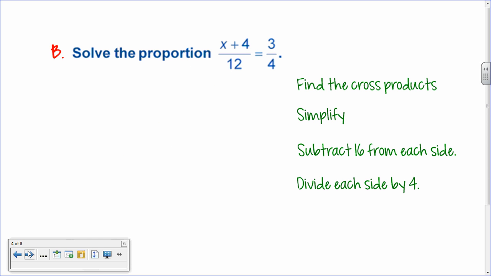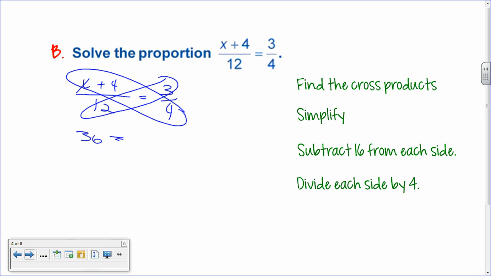Okay, solve this proportion. Again, how do I solve it? I just do what? 3 times 12 is 36. And then this side is a little different, isn't it? It's 4. I have to write it with parentheses around it. Okay, now this turns into what property? Distributive. So it gives me 4x plus 16.